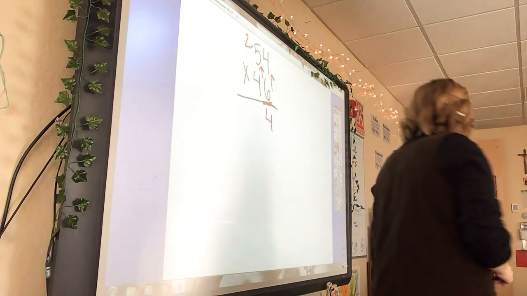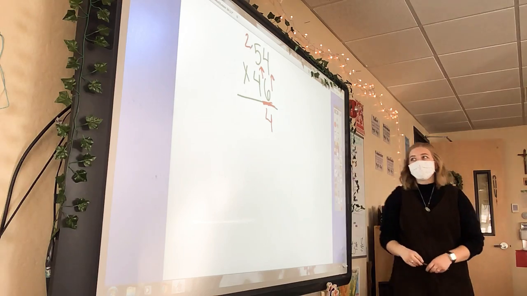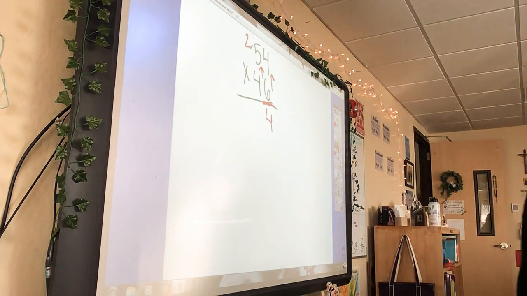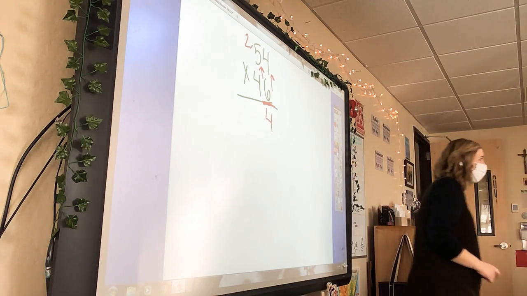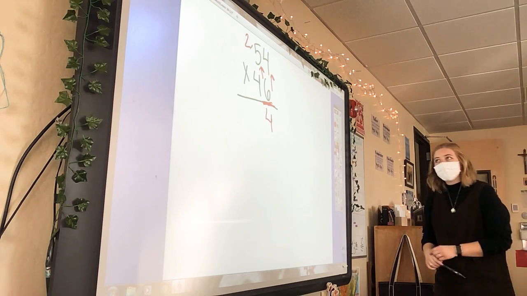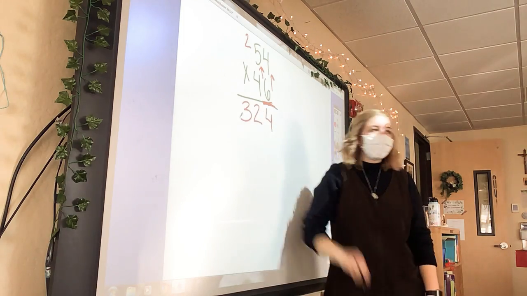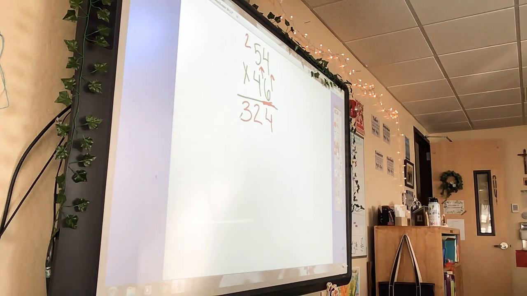Good. All right. 4 comes down, 2 goes up. Then 6 times 5. Hold on. 6 times 5. We're letting our friends think about it. 6 times 5. Ready? Go. 30. Plus 2. Go. 32. 32 comes down. Okay? Our first partial product is what? Ready? Go. 324. Yes, class, good. Our first partial product is what?